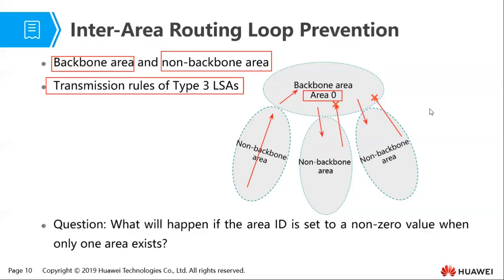Now, OSPF requires that an ABR should have at least one interface belonging to the backbone area. So that is one of the requirements. However, this is never the case due to improper network planning.